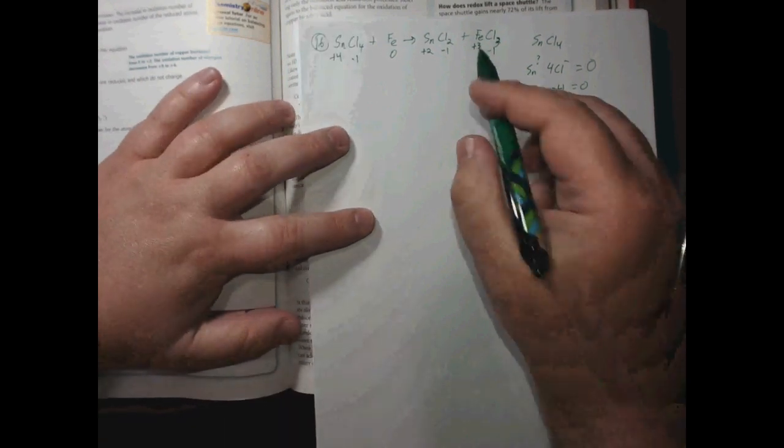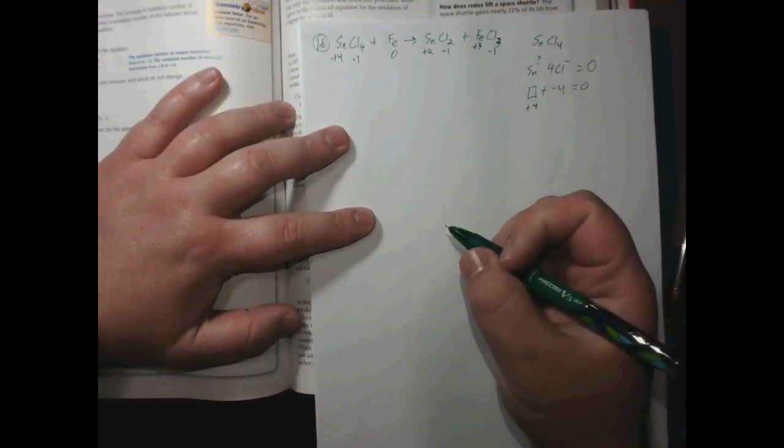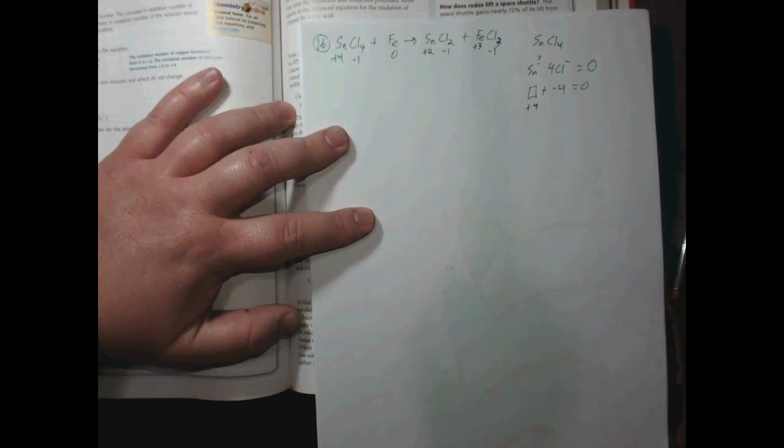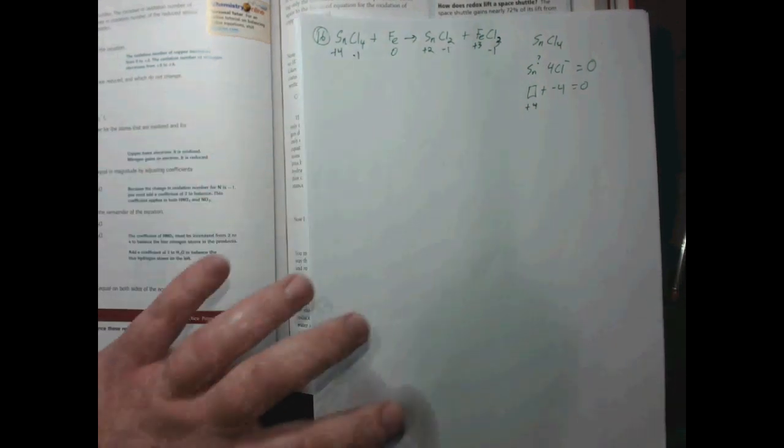Now, if you remember how it was difficult to find the oxidation states of these transition metals, this is where they're coming from. Okay, this is where we're getting it. This is iron 3 chloride. Okay, this is tin 4 chloride. This is tin 2 chloride. Okay, that's where it's coming from.